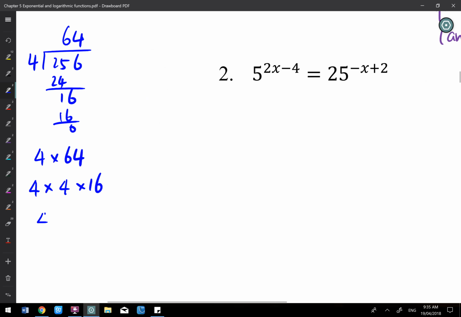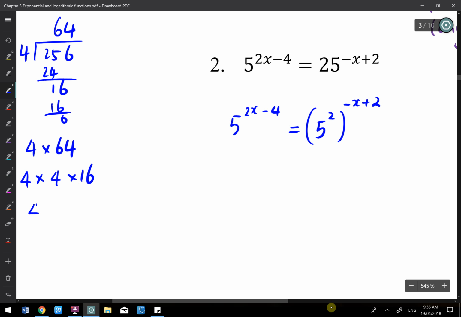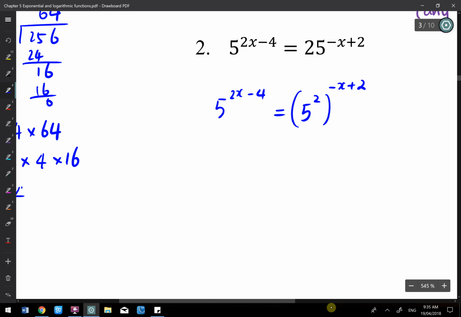Okay, next one. We have base 5 here and base 25 here. So basically, we can make 25 become a base 5. So that's 5^(2x-4) equals 5 to the power of 2, then to the power of (-x+2). So now it's a base 5. So 5^(2x-4) equals 5, you times the power, so that's 5^(-2x+4).